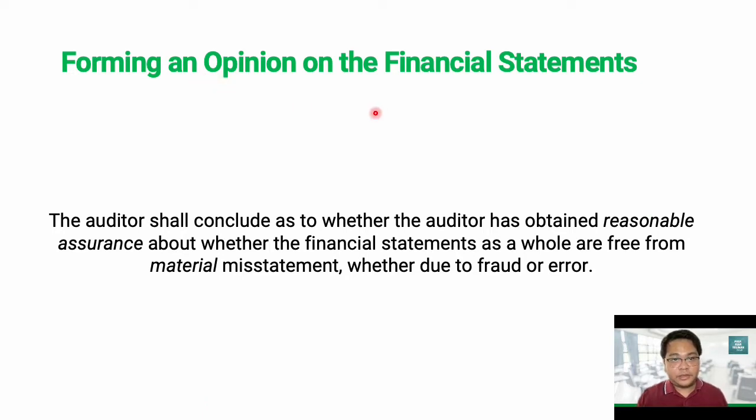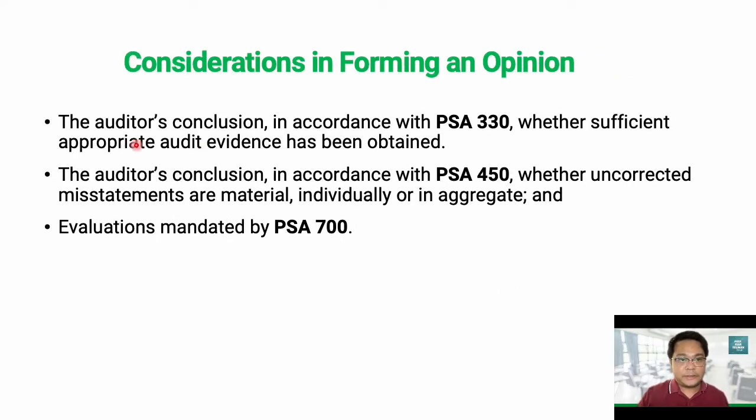In forming an opinion on the financial statements, we have to conclude whether we have obtained reasonable assurance that the financial statements as a whole are free from material misstatements, whether due to fraud or error. And in drawing these conclusions, we have to take note of the following considerations. First, our conclusion in accordance with PSA 330: whether we have obtained sufficient and appropriate audit evidence from our audit procedures.